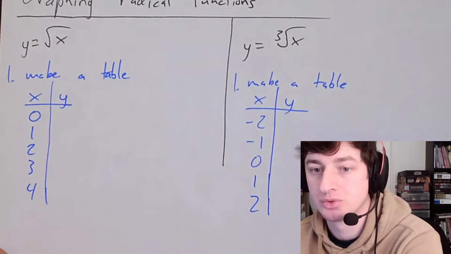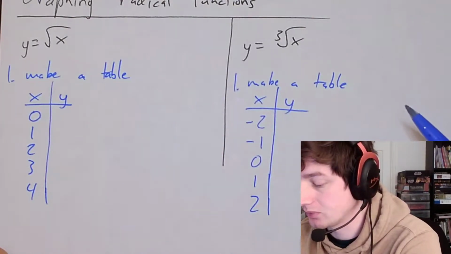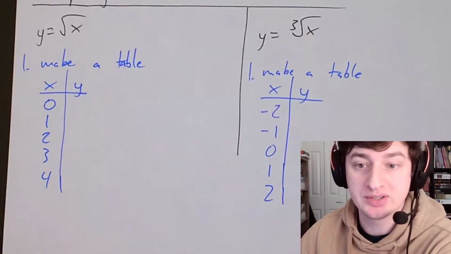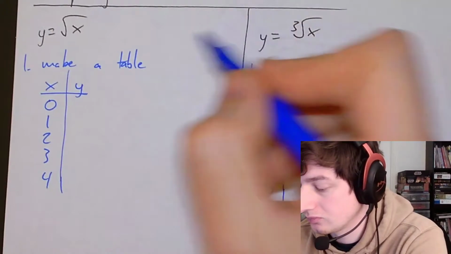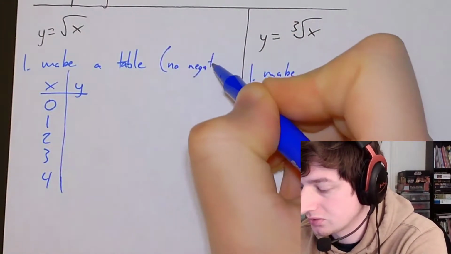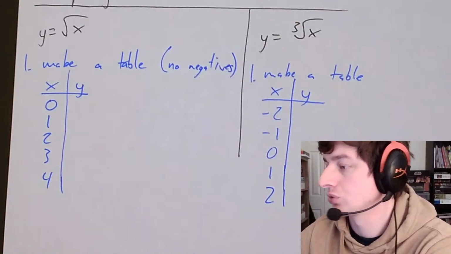Okay, so we'll do one of these at a time. I'm going to write all the steps over here, but we're only going to fill out one of these at a time. And then we'll graph it. Okay, so make a table. Evaluate the points. No negatives for the square root.